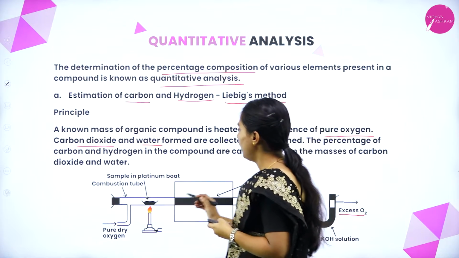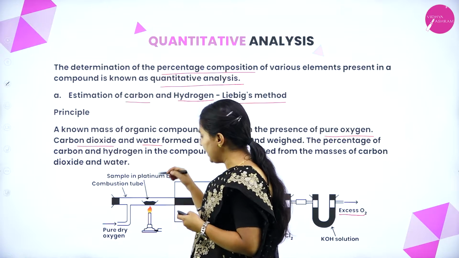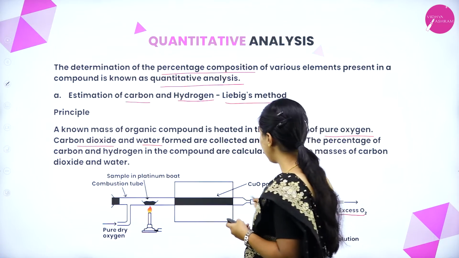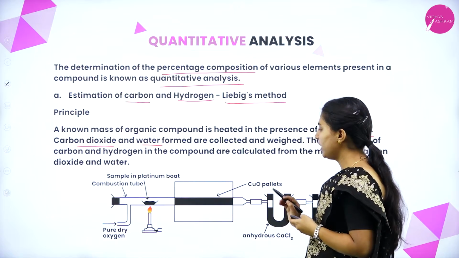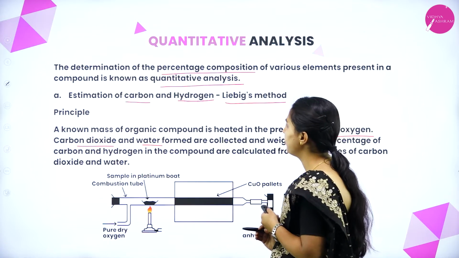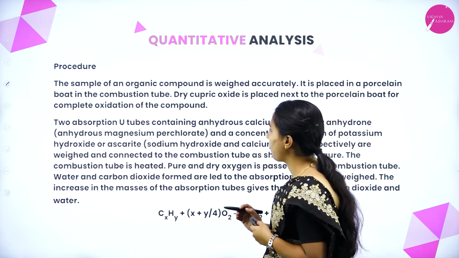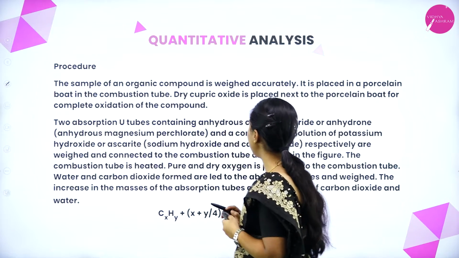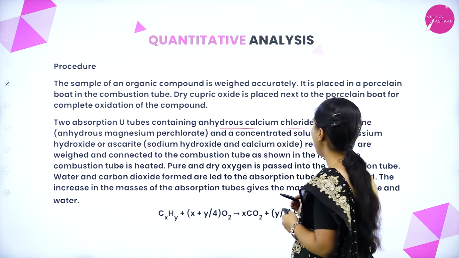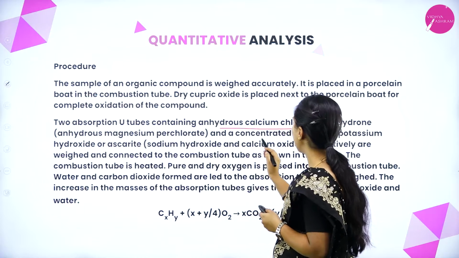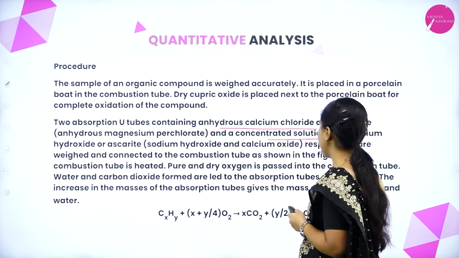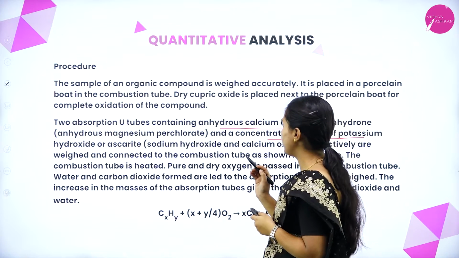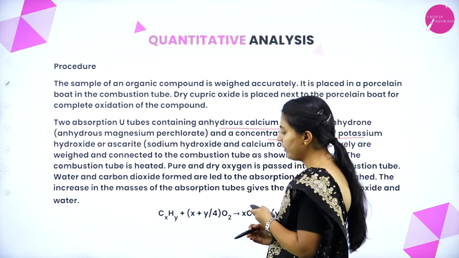See here, they have taken a platinum boat. In that, the sample has been taken, inside a complete combustion tube. Next to that, copper oxide pellets are present for the oxidation. Two absorption U-tubes containing anhydrous calcium chloride and a concentrated solution of potassium hydroxide respectively are weighed and connected to the combustion tube as shown in the figure.